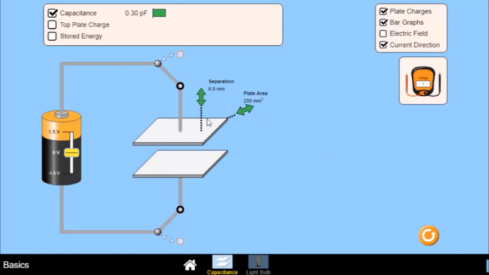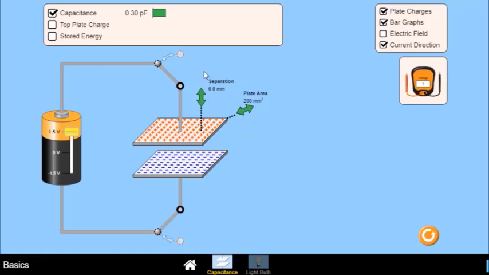A parallel plate capacitor is made up of two parallel plates which are separated by an insulator. In this case, the insulator is the air. Here I have a generator which is connected across an initially neutral capacitor. In order to charge the capacitor, I'm going to increase the voltage of the generator to 1.5, for example. Now the capacitor is charged. It has one positive plate and the other one is a negative plate.